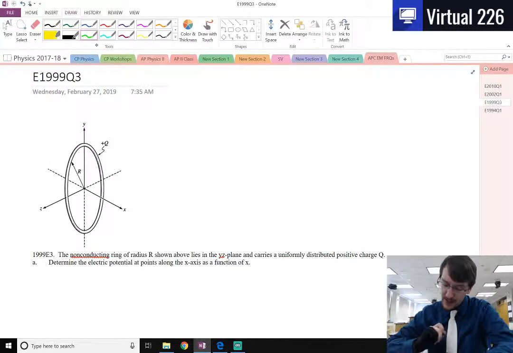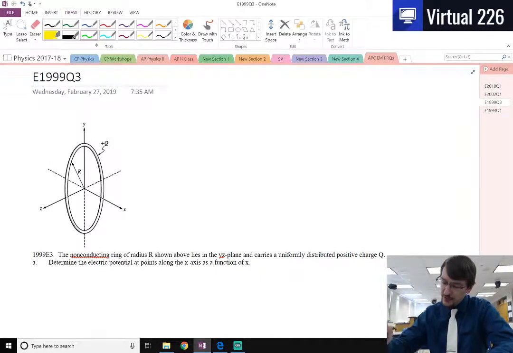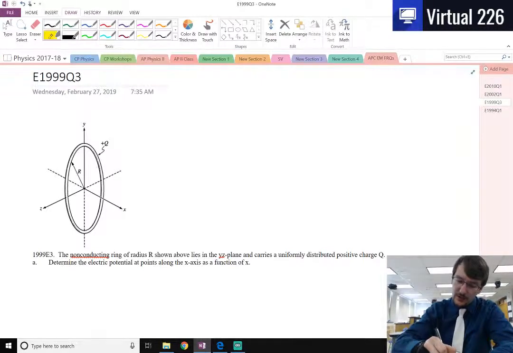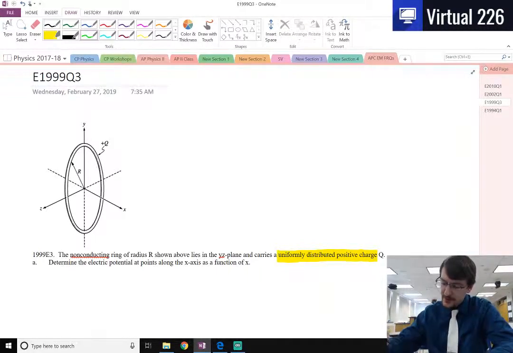The non-conducting ring of radius r shown above lies in the YZ plane, so it's lying in a plane, and it carries a uniformly distributed positive charge. So it's nice that this is uniform here. It's very important for us. If it wasn't, we'd have a bit of a headache. And the charge is Q.